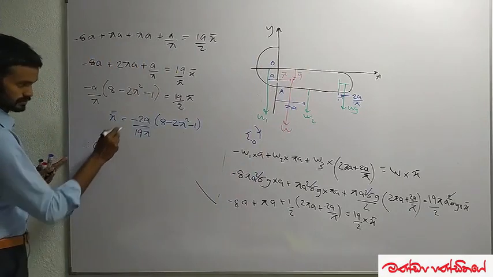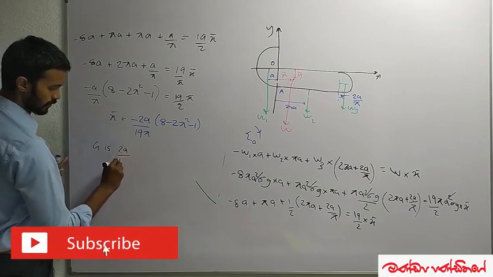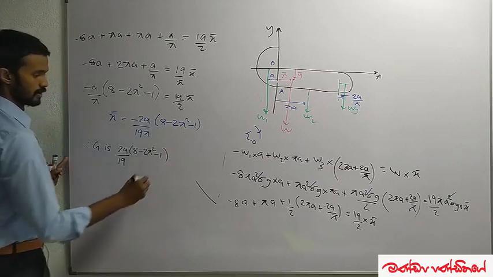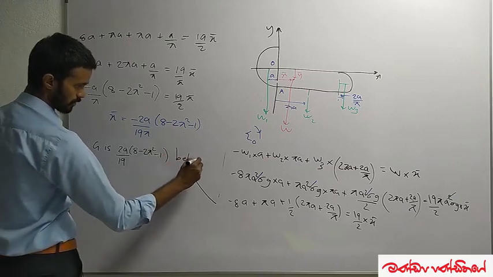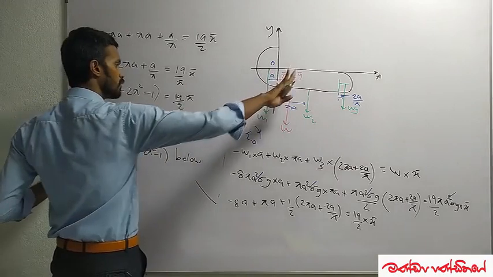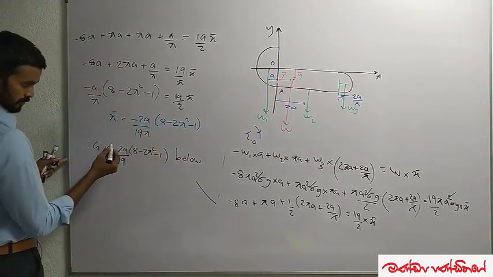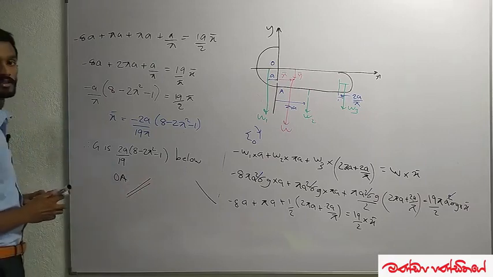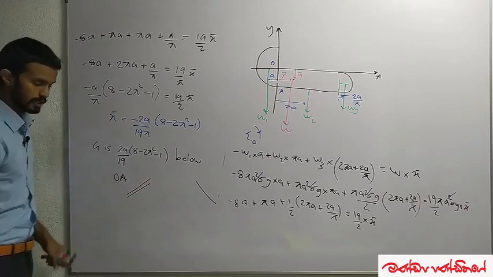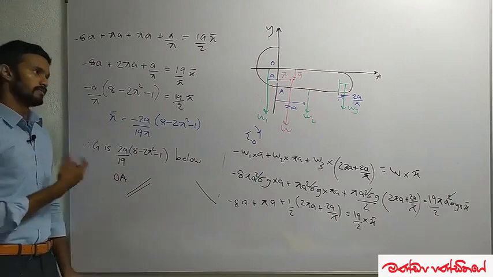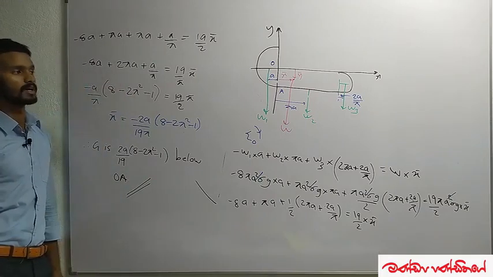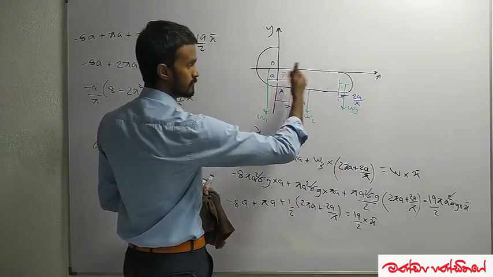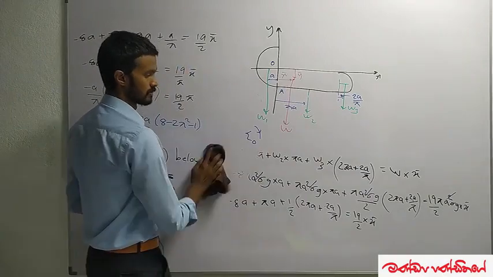Therefore, G is 2a over 19, 8 minus 2 phi squared below OA, because this minus answer is above OA, which means a positive below OA. We get the first answer. So it is clear. I hope this is clear. Even when we have to find the center of gravity of a symmetrical object, this is a similar method, because we have to find the distance from the y-axis. So this is quite similar.